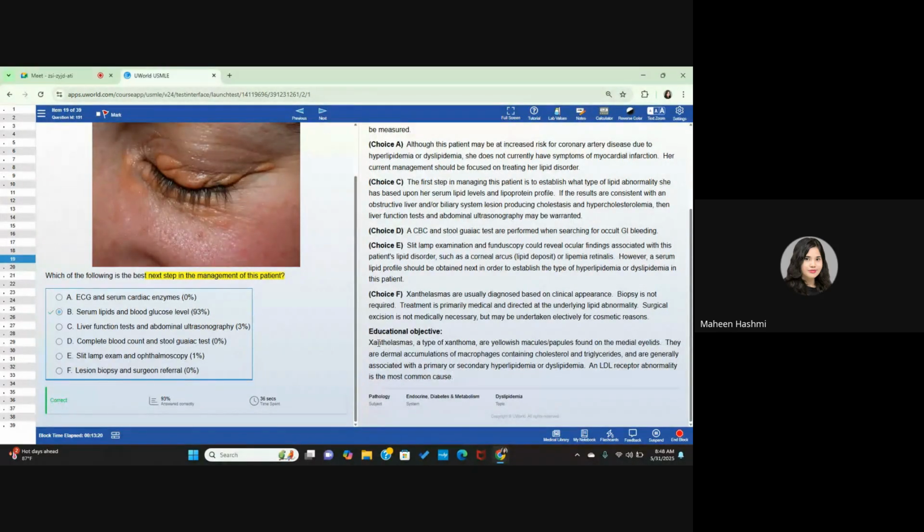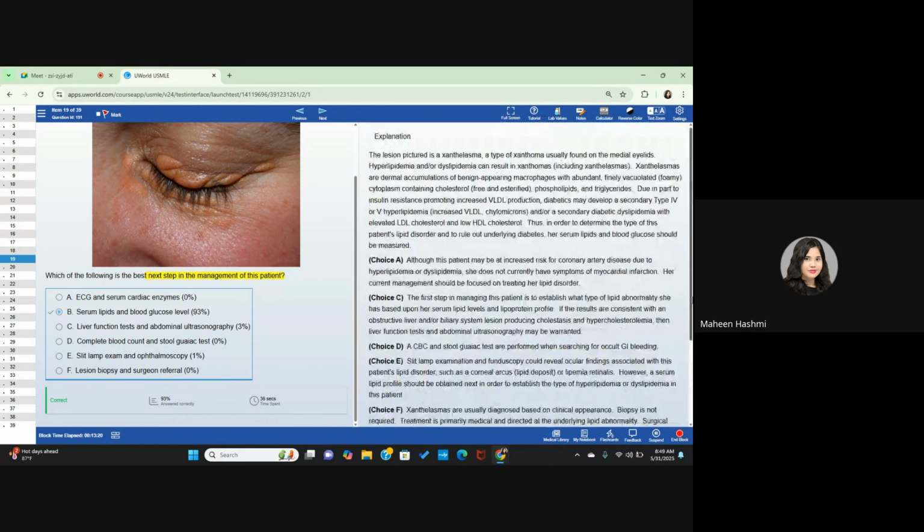Okay. Xanthelasma is a type of xanthoma. We talked about that. It's because of the accumulation of macrophages. It contains cholesterol and triglycerides, so you see it has a yellowish tinge sometimes. They are generally associated with primary or secondary hyperlipidemia, and that is why we usually monitor lipids and blood glucose level. Remember, lipids and glucose go hand in hand. Whenever there's glucose, we monitor the lipids as well, and whenever there's lipids, we always measure the glucose as well.